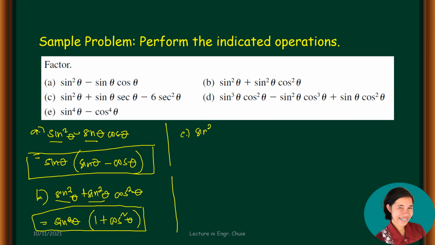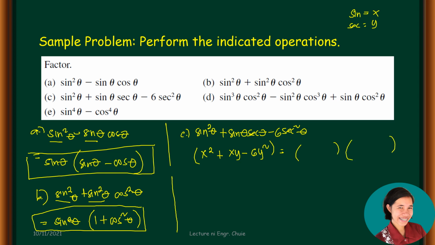We have sine squared theta plus sine theta secant theta minus 6 secant squared theta. If you look at it, it looks a bit complicated. If we employ algebra, let's say sine equals x and secant equals y. Our equation becomes x squared plus xy minus 6y squared, right? If we factor out this equation, there will be two factors. Since we have x, x, and then factor out 6y squared, whose value should be positive, the factors of 6 can be 3 and 2.